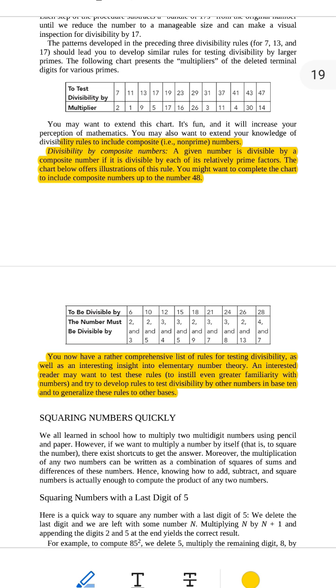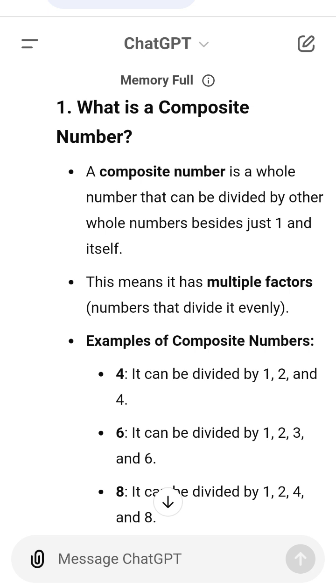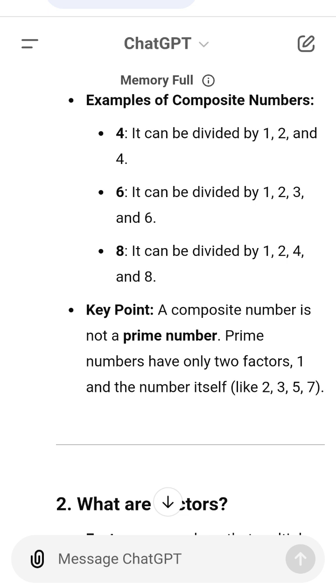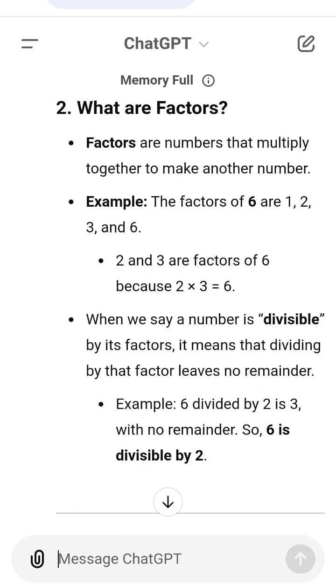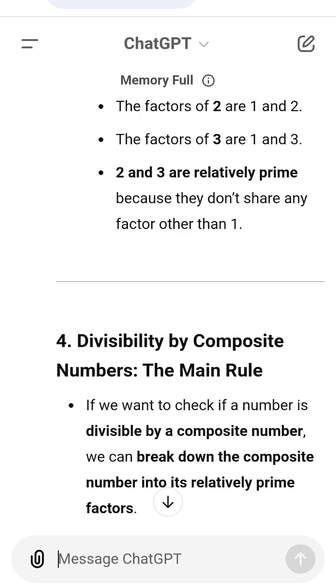Using this chart, you can easily test if a number is divisible by any of these composite numbers. Just check for divisibility by each of its factors.